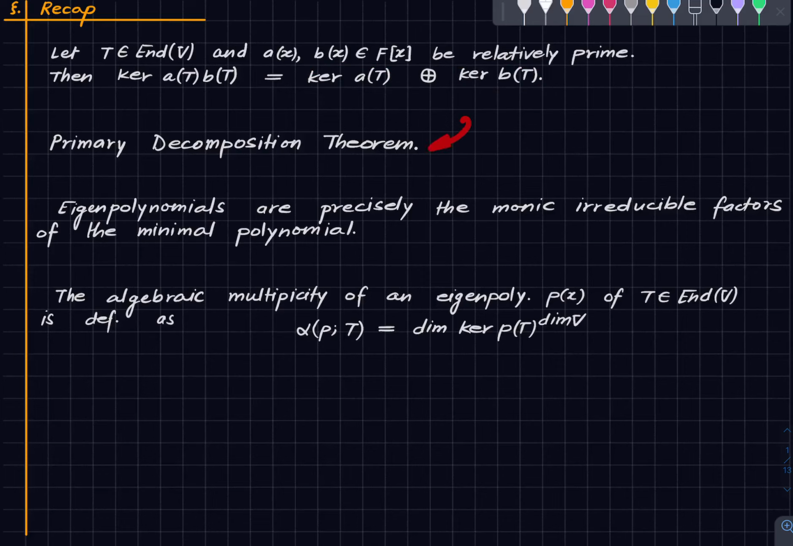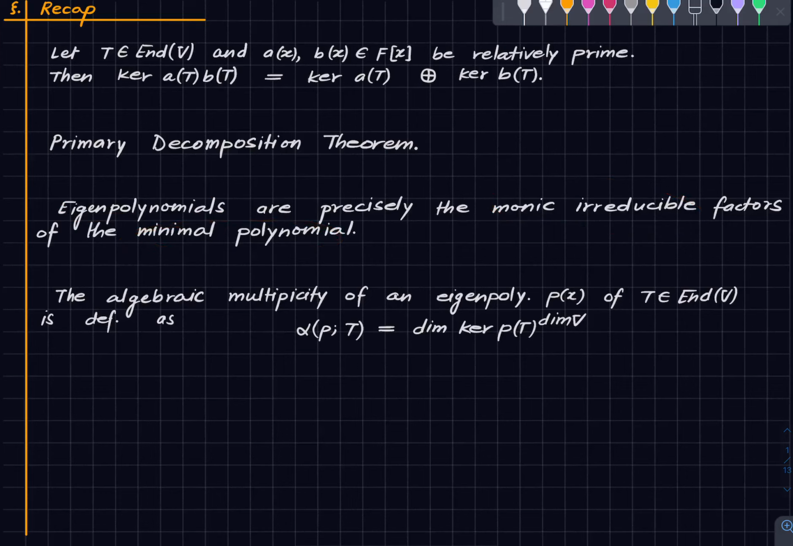We will need the primary decomposition theorem also. Let me not recall the statement of this because we have done this so many times. Of course, we will need the definition of eigenpolynomials, and we will need the fact that we proved that the eigenpolynomials of any endomorphism are precisely the monic irreducible factors of the minimal polynomial of the endomorphism.